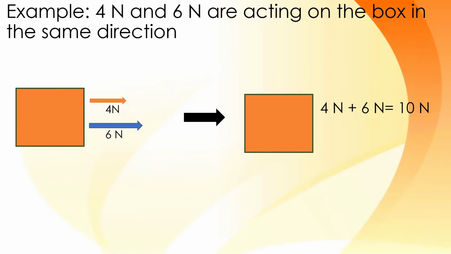This one is very easy. Look at the right side. Force A is 4 newtons plus force B, which is 6 newtons. So 4 newtons plus 6 newtons equals 10 newtons. That is an example of resultant force going in the same direction.